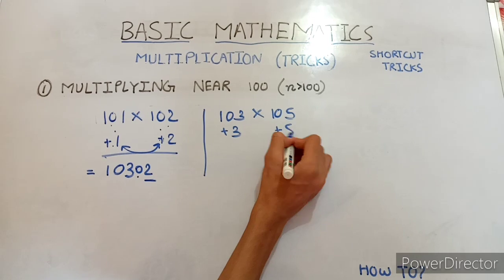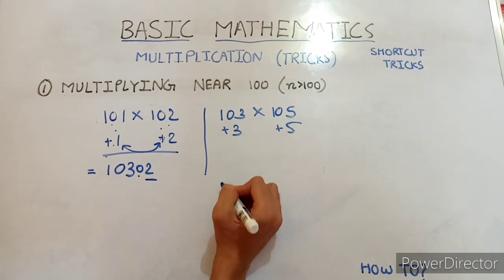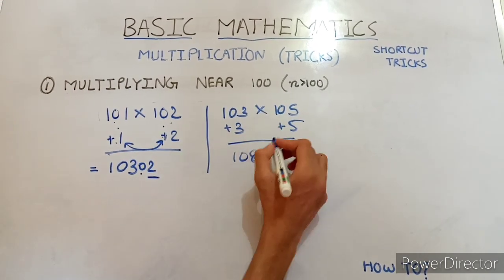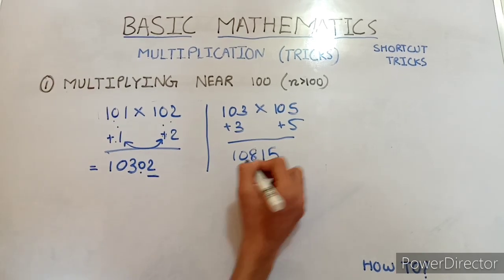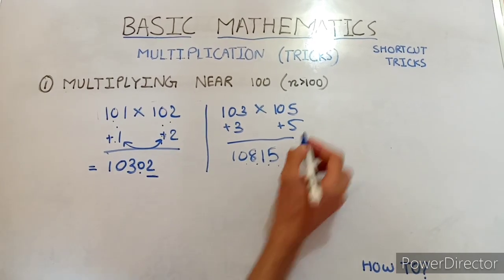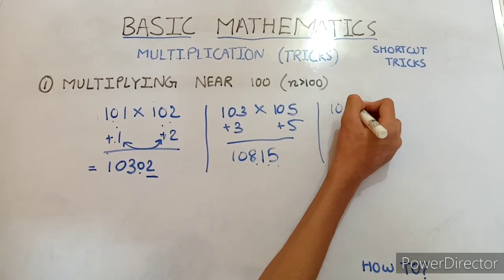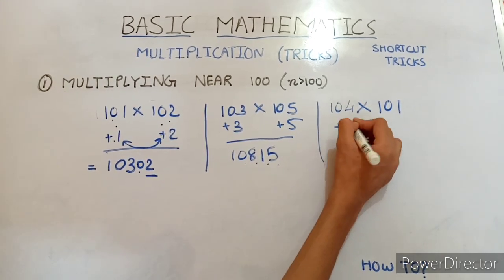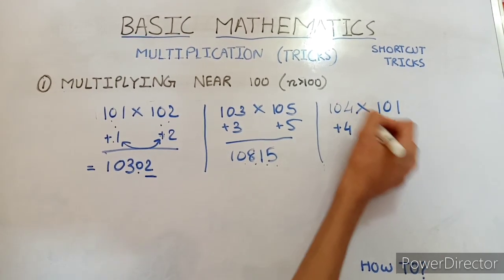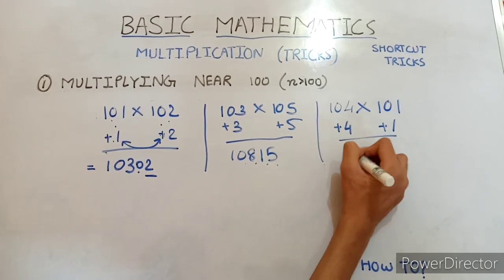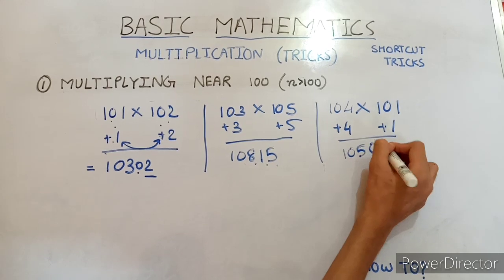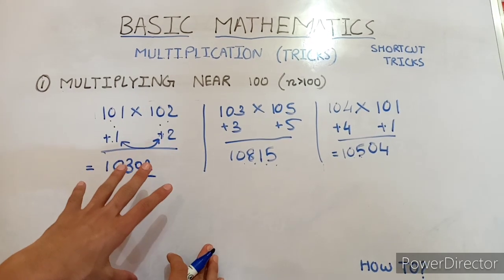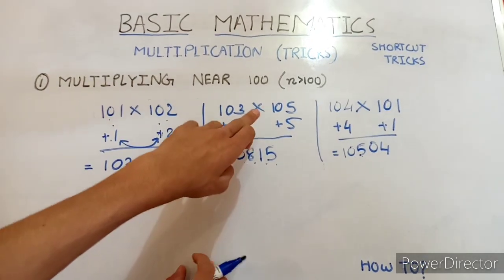This is 3 greater, this is 5 greater. Then add 5 to this or add 3 to this, and we will get 108, and then simply multiply. So this will be 10815. Let's take one more example. Let us take 104 into 101. How much is this greater? This is plus 4 and this is plus 1. Then add them, so you will get 105, and then multiply. So you will get 10504. This was the answer. So this was the first trick to multiply numbers when the numbers are greater than 100.